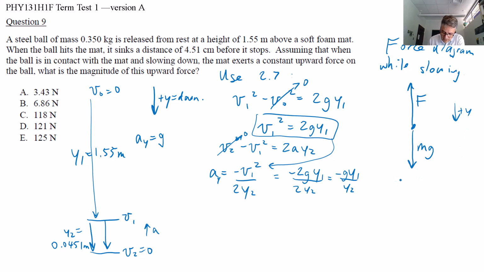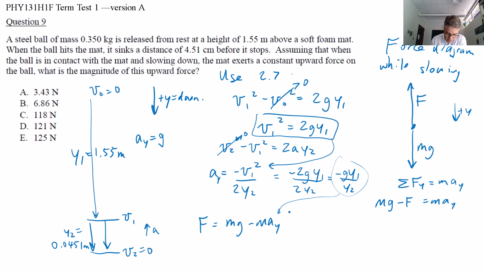So I would say that the sum of all the forces in the y direction is equal to the mass times a sub y. And so that's going to be, I guess, actually mg, because that's positive now, minus f is equal to m a sub y. Solving that out, I think you find that the force is equal to mg minus m a sub y. And then we have a sub y from here.